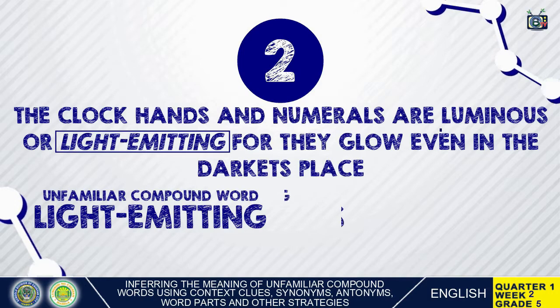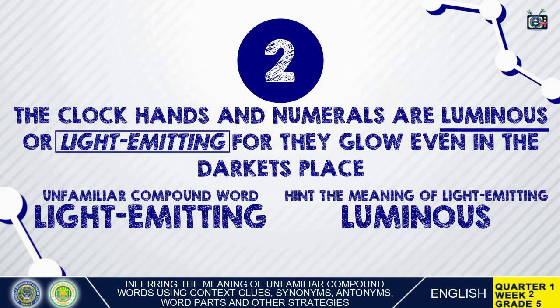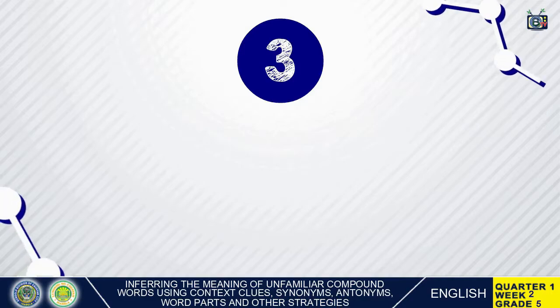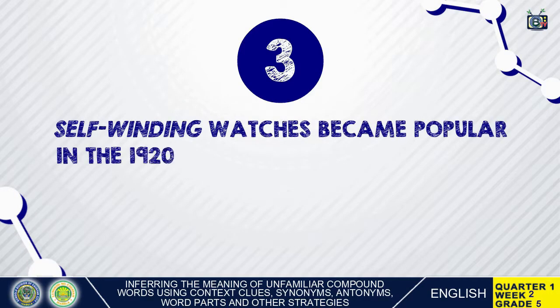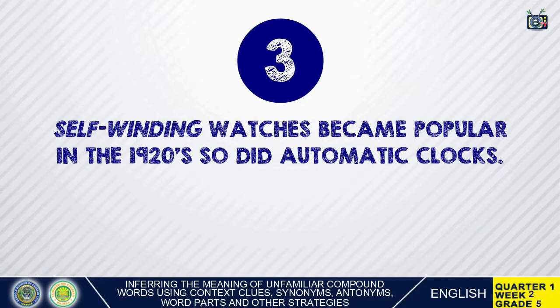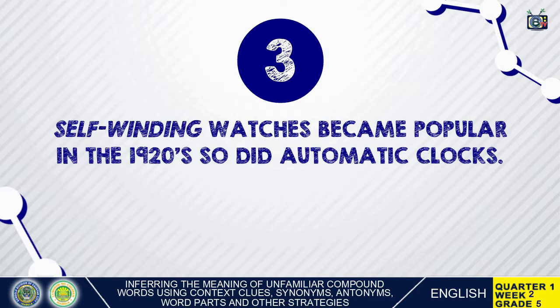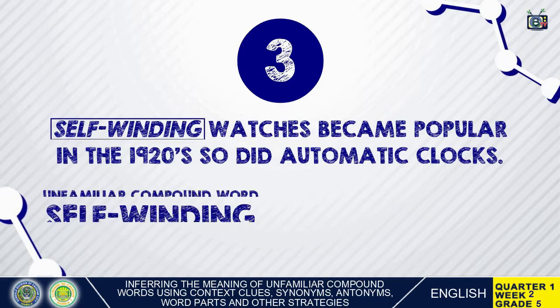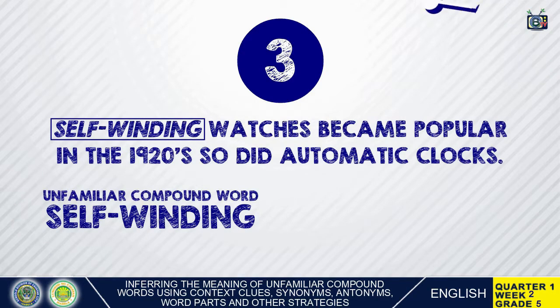Excellent! The word luminous. And the third one, self-winding watches became popular in the 1920s, so did automatic clocks. What is the italicized and unfamiliar compound word in the sentence? You got it right, self-winding. What word in the sentence hints at the meaning of the unfamiliar compound word self-winding?